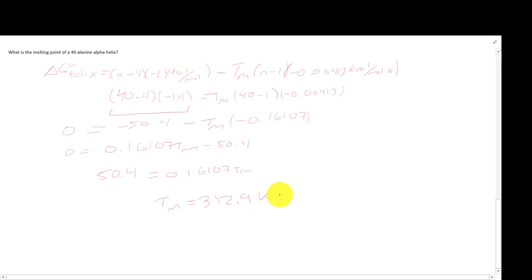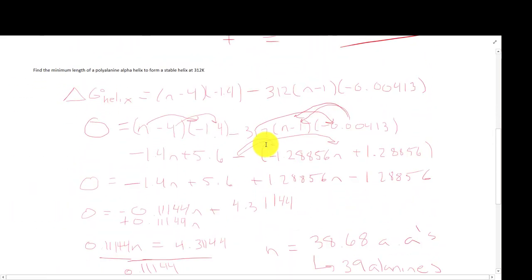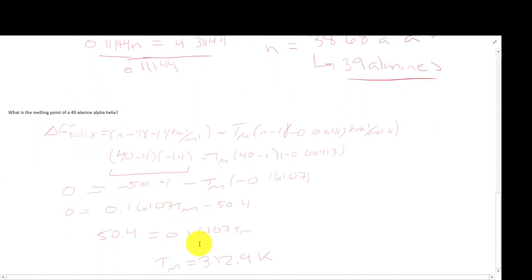Okay, so 40 alanines would melt at 312.9. That makes sense because remember in our last question we were asked what is the length that we need to have a stable helix at 312. It was 39. So then we had 40 in it. It melts a little higher than 312 Kelvin. So that is how to do math for basic helices that are all made out of non-glycine and non-proline.